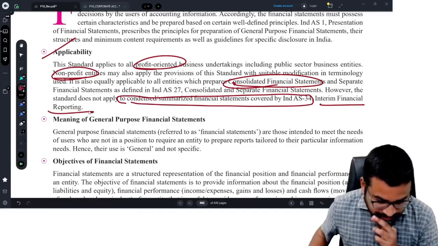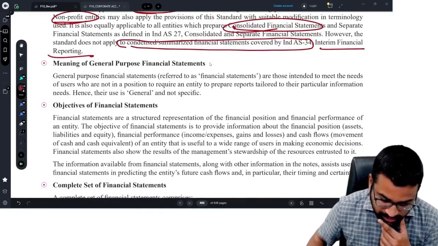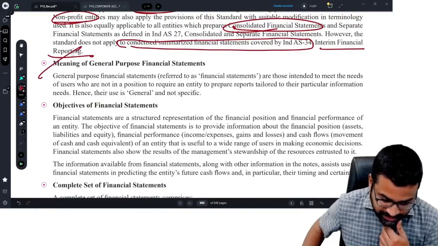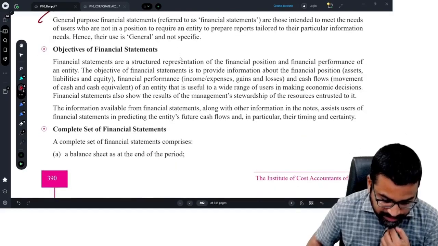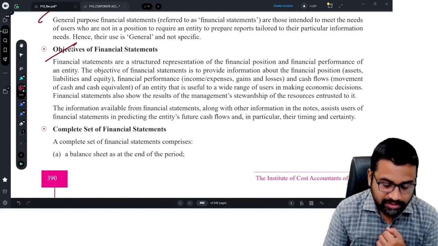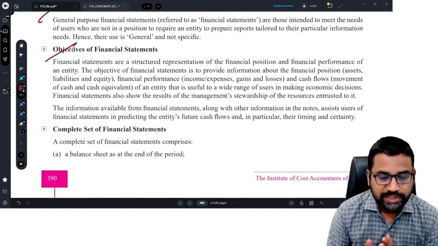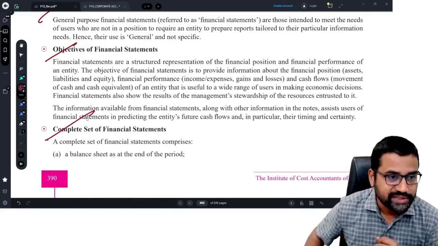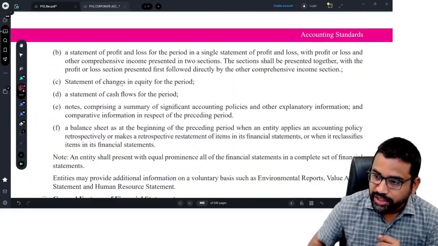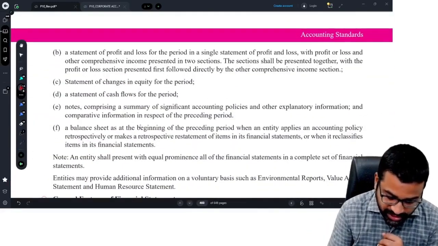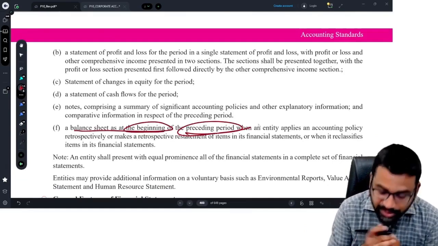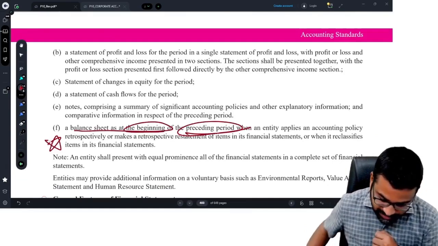So this is the first topic we discussed, and then meaning also I discussed. General purpose financial statements, specific purpose financial statements, objectives we discussed: financial position, financial performance to a wide range of users of financial statements. Complete set of financial statements we discussed: balance sheet, P&L, statement showing changes in equity, cash flows, notes, and balance sheet at the beginning of the preceding period. This is very, very important, I told.